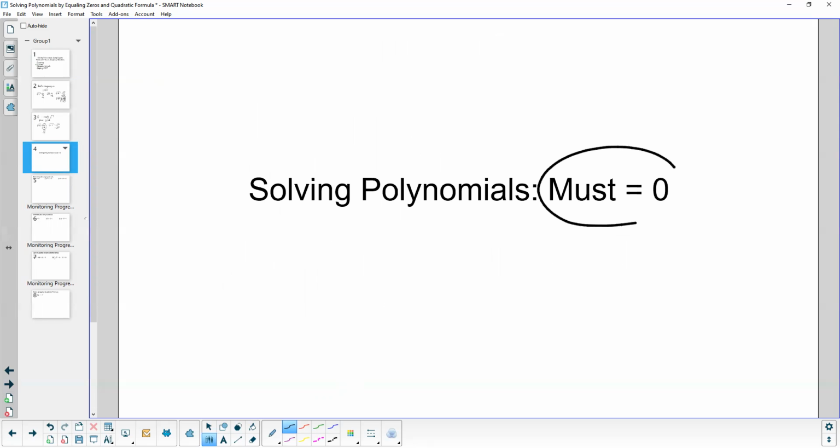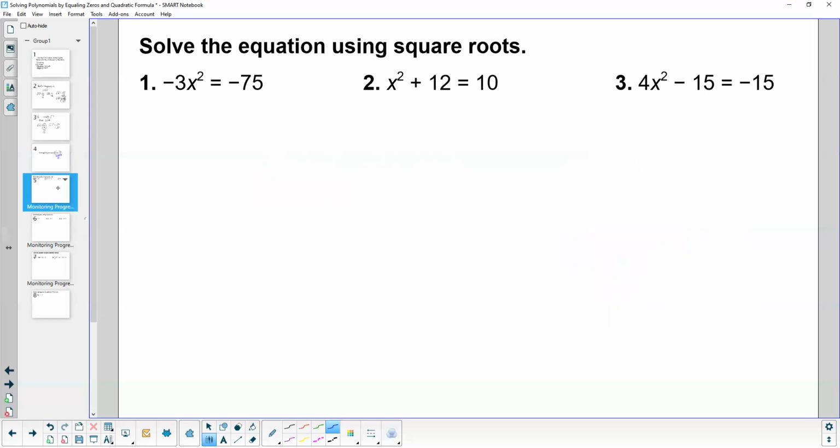So most of the time we set it equal to 0. That's how we do it when we are factoring. That's how you do it when you are solving by the quadratic formula. The only exception here is when you solve by square roots. When you solve by square roots, you want to get your x squared all alone on one side and equal to your number. So anytime you do this, your first step is to get your x squared alone.